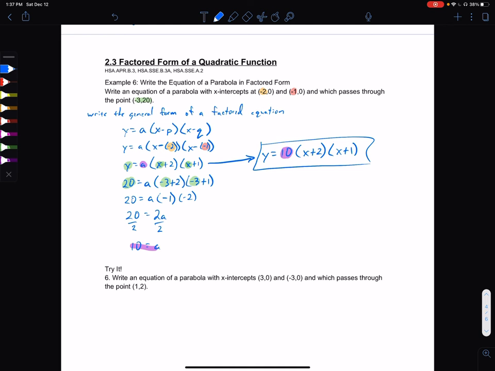So again, the x-intercepts get plugged into your p and q values. They'll wind up being the opposite signs of what they originally look like once you simplify it. Then you'll need that third point that they give you, plug that in as x, y, solve for a, and once you have a, you can write out your final equation.